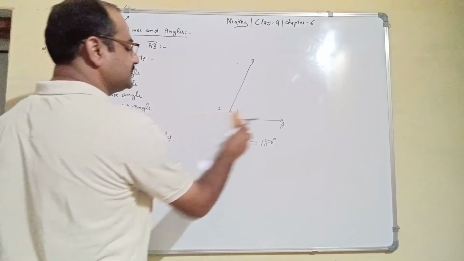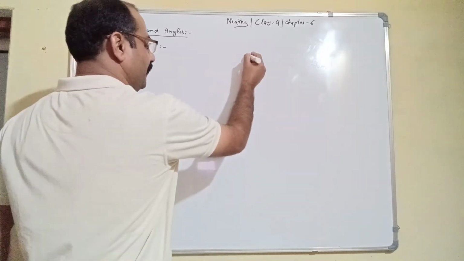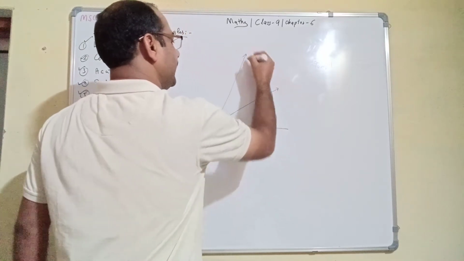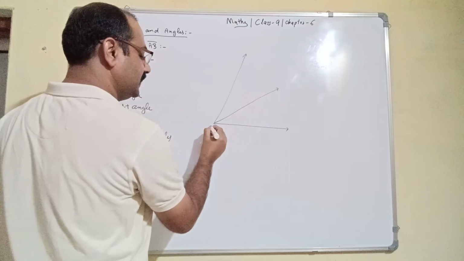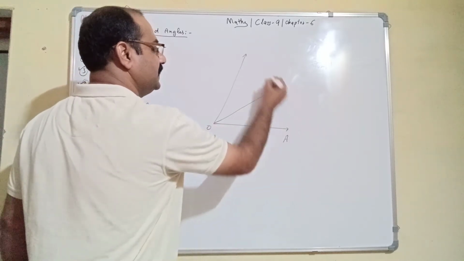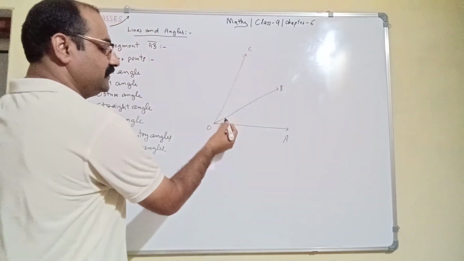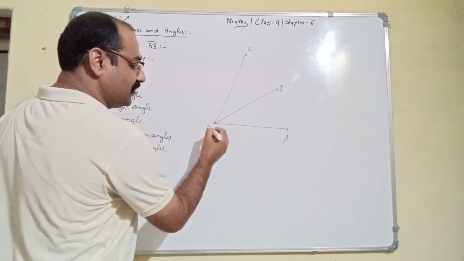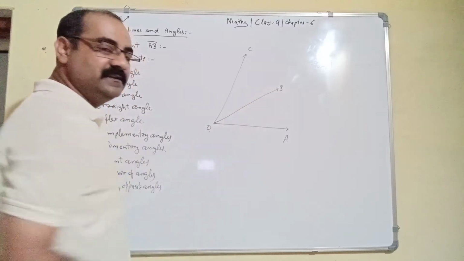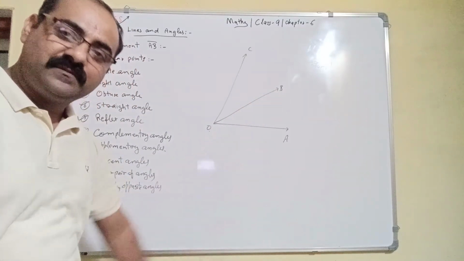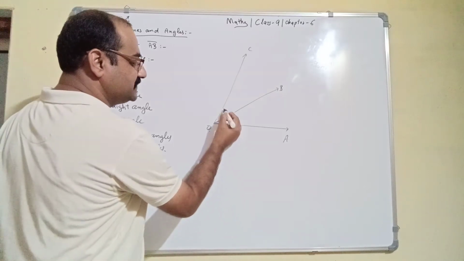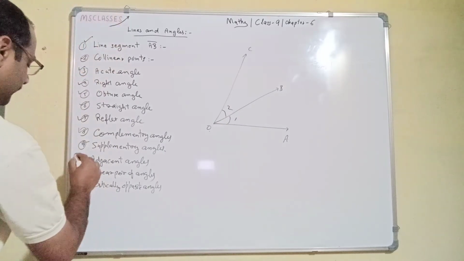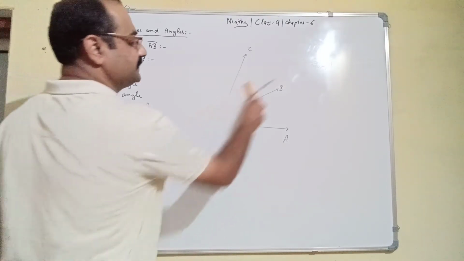After that, adjacent angle. Guys, when two angles are on the same vertex and have one arm common, let O, A, B, C. Here these two angles are adjacent when one vertex is common and one arm is common. One vertex and one arm is common. Then these two angles are adjacent angles.